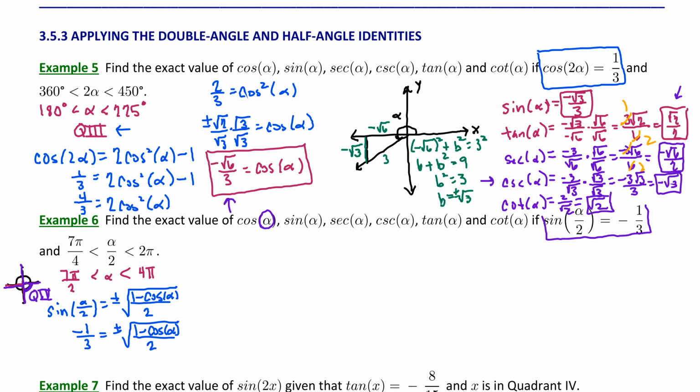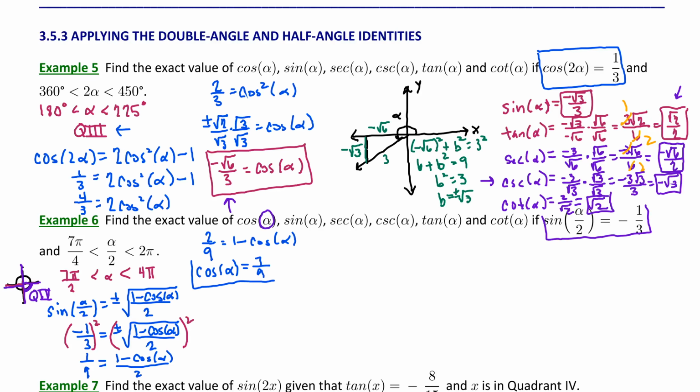First thing we need to do here is get rid of that radical by squaring both sides. This yields the equation 1/9 equals 1 minus cosine of alpha divided by 2. Multiplying both sides by 2, we end up with the equation 2/9 equals 1 minus cosine of alpha. I'm going to add cosine of alpha to both sides and subtract 2/9 from both sides. So 9/9 minus 2/9 gives me 7/9. So from sine of alpha over 2, we have discovered cosine of alpha equals 7/9.